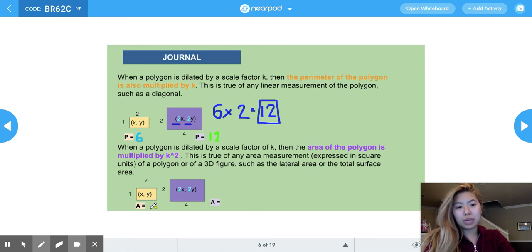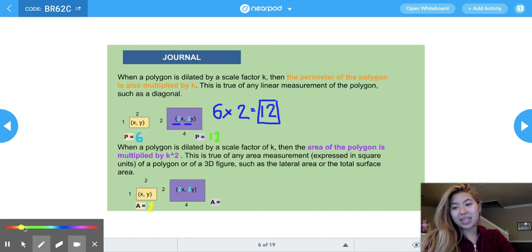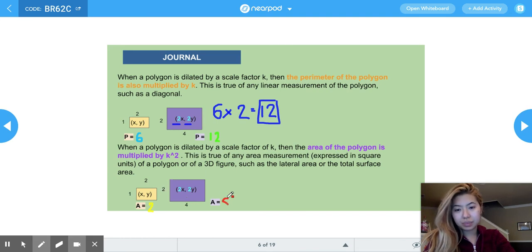So for the same pre-image shape, our area is going to be 1 times 2, since we just multiply one side length by another, and that is 2. So our area is 2 units squared. And then to find the area of our dilated image, we have 2 times 4, which is 8.